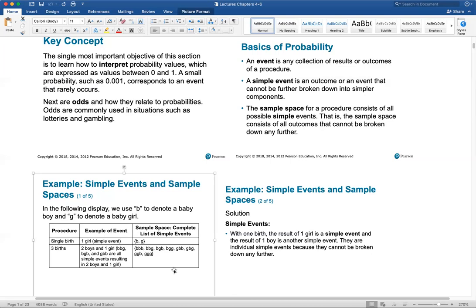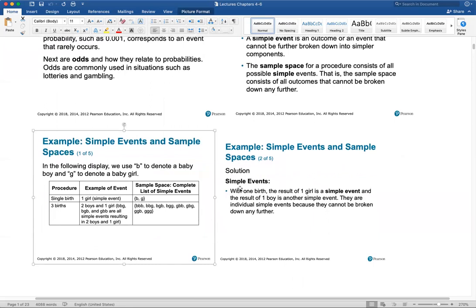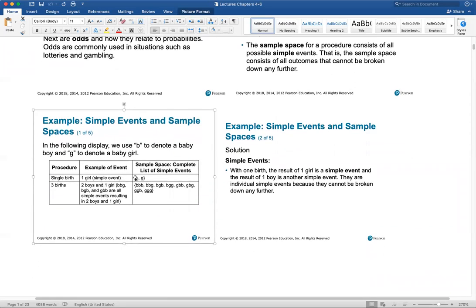Now what's the sample space? We want to figure out all the combinations of B and G, 3 continuous letters consisting of B and G, from BBB through GGG. These are simple events, and the set of these simple events must be the sample space. So the simple event with 1 birth, the result of 1 girl is a simple event, and the result of 1 boy is another simple event. That's the solution of the first case, single birth.